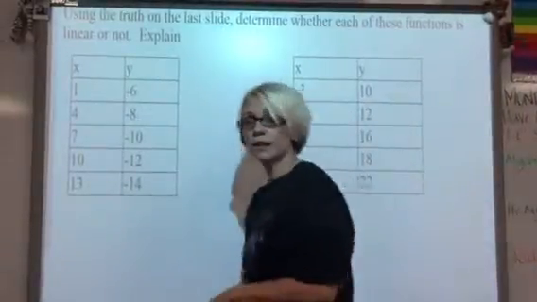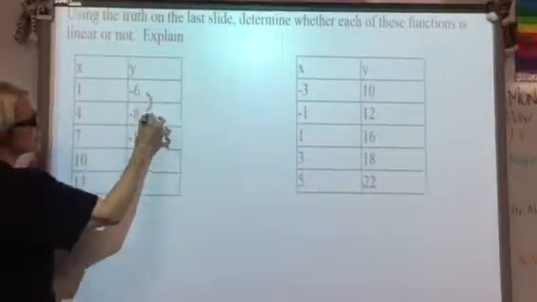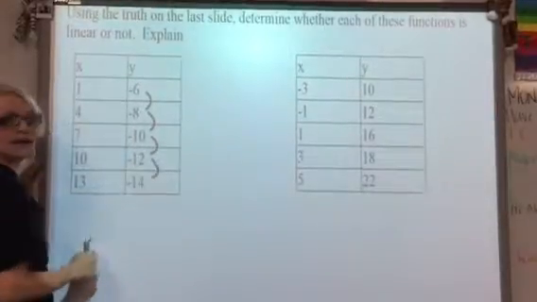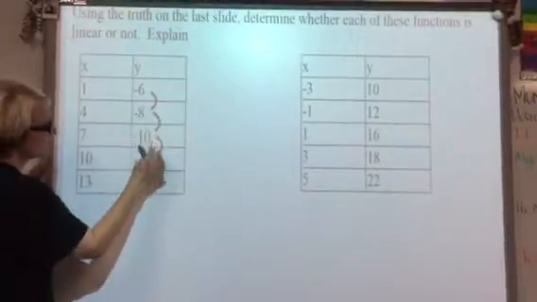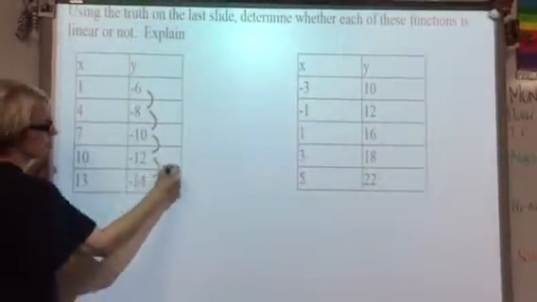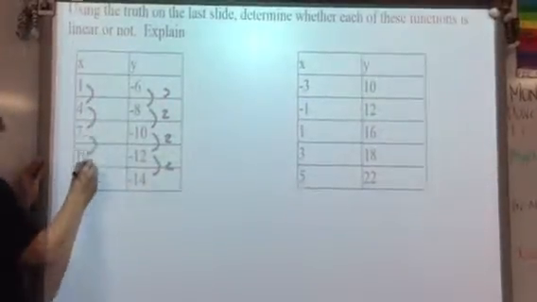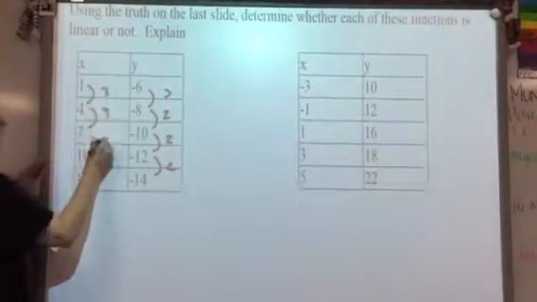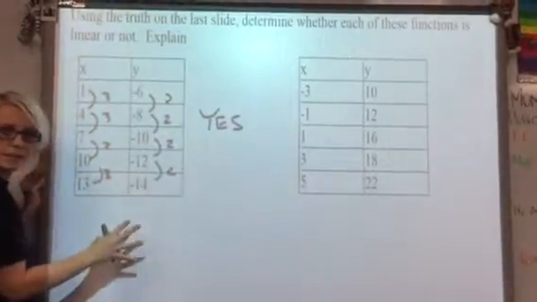We can look at their rate of change. So let's just pick some points here. Is this going up by the same rate? Well, if you look, that's a difference of 2, difference of 2, difference of 2, difference of 2. You bet it is. Is this going up by the same rate? If you check here, 3, 3, 3, 3. So I'm going to say yes, this is linear because it's going up by the same rate.